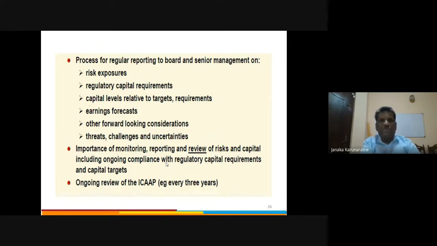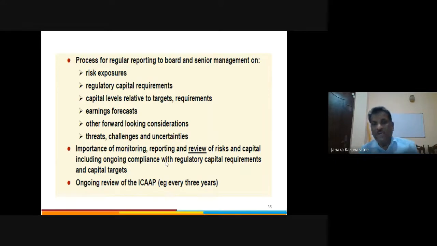So you must report on a regular basis the risk exposures, the regulatory capital requirement, the capital levels to the targets requirement, earnings forecast, the other forward-looking consideration, threats, challenges, and uncertainties. So once the senior management and the board sees this, it is their duty to react and take appropriate actions, especially the threats, challenges, and uncertainties, right?